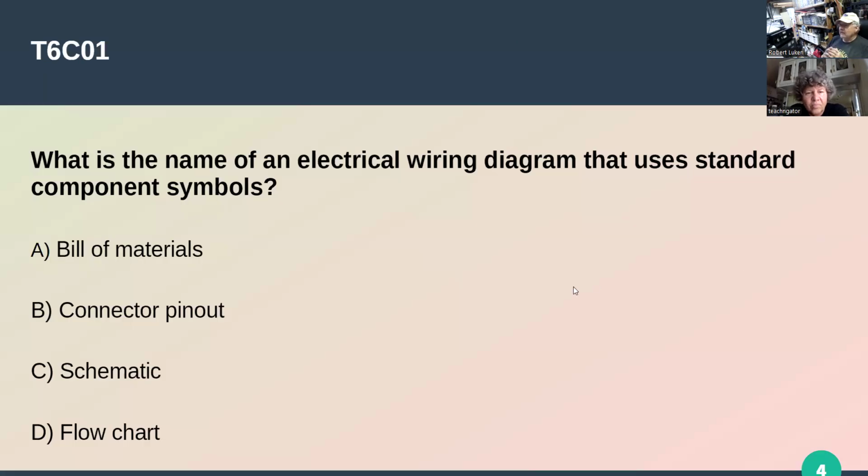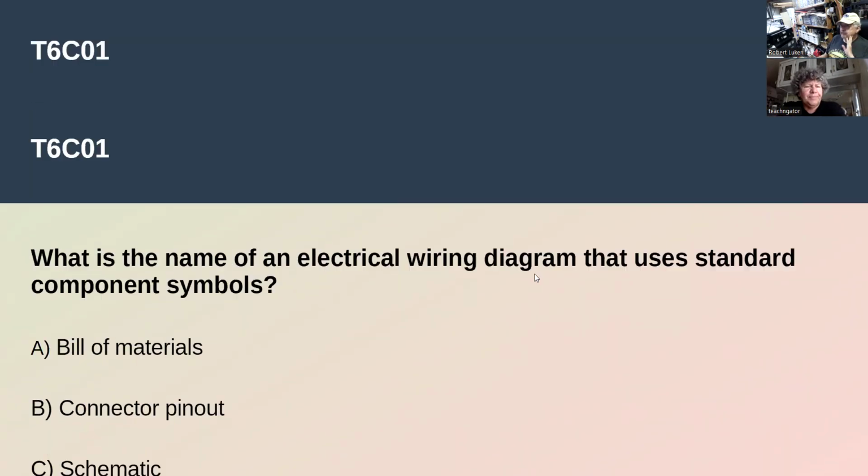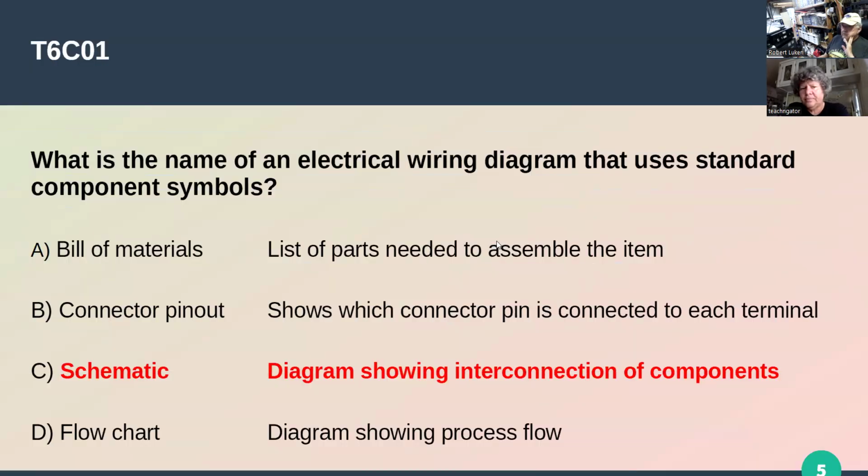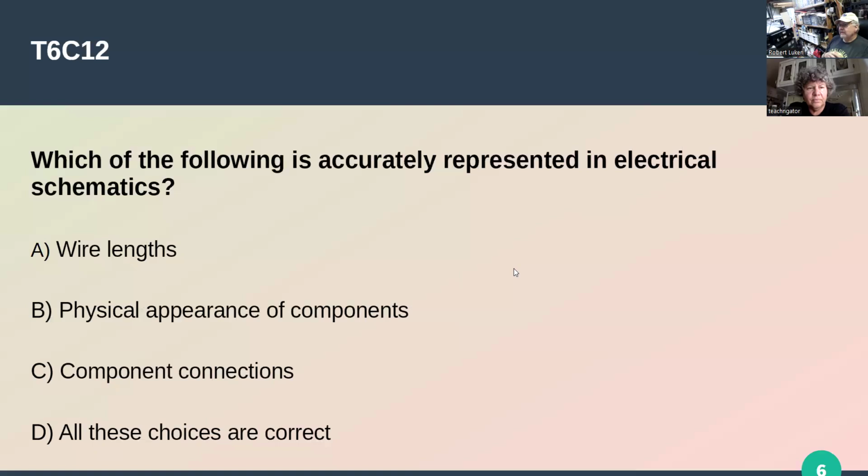So what is the name of an electrical wiring diagram that uses standard component symbols? Charlie, schematic. Which of the following is accurately represented in electrical schematics? Component connections, Charlie.